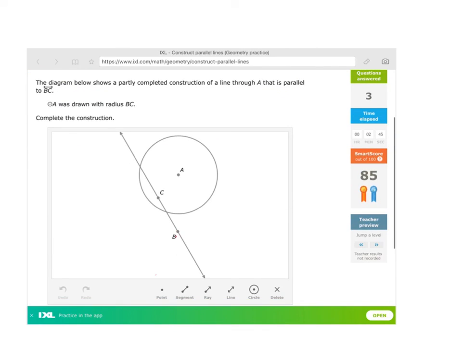The diagram shows a partly completed construction of a line through A parallel to BC. So circle centered A was drawn with radius BC. So we have this one length, right? And now we need to complete the diagram. So basically we've got to figure out how to draw this, right? Like this. So draw your circles and you'll be able to complete this. All right. Attempt it.